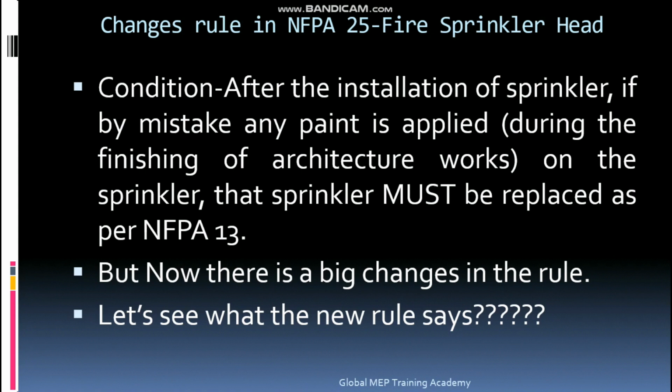So the next one is regarding the change of an important rule in NFPA. Let's assume we have a condition where, after the installation of sprinklers, by mistake some paint is applied during the finishing of architectural works. For example, after completion of the work, our civil team will do the finishing works in the ceiling, and by mistake the paint is applied over the sprinkler. That sprinkler must be replaced as per NFPA 13, because as you know, NFPA 13 will not accept any paint other than the manufactured paint on the sprinkler. So now there is a big change in the rule. So let's see what that is.